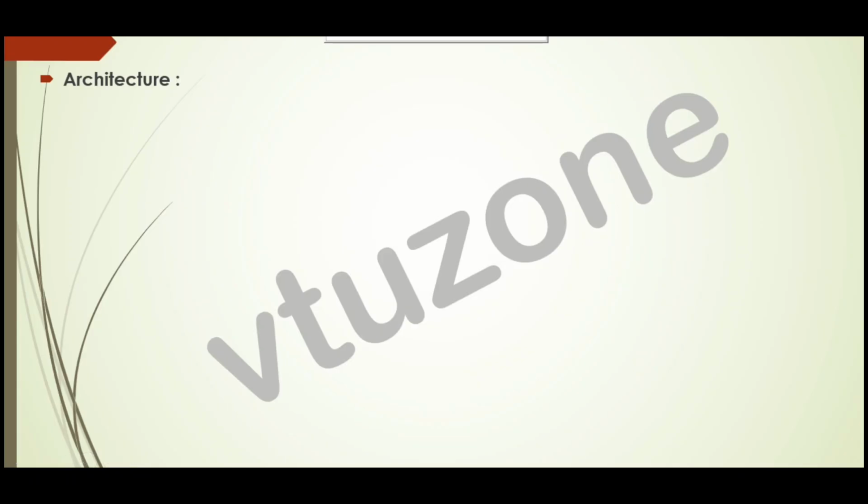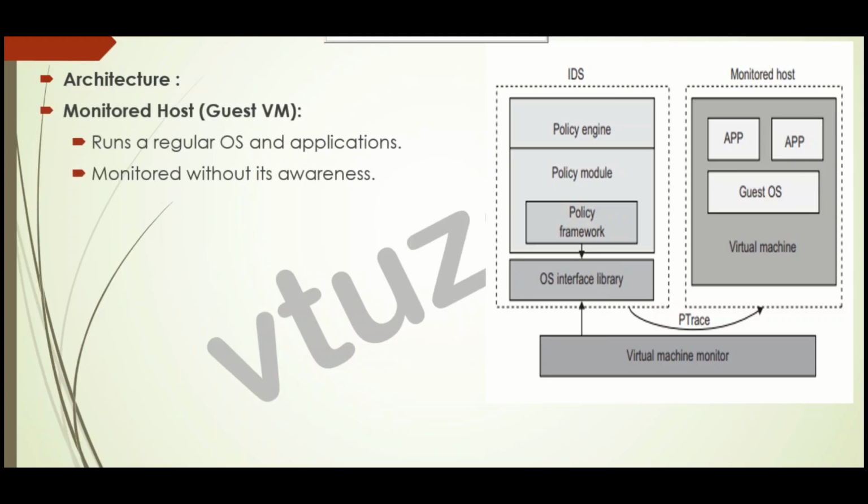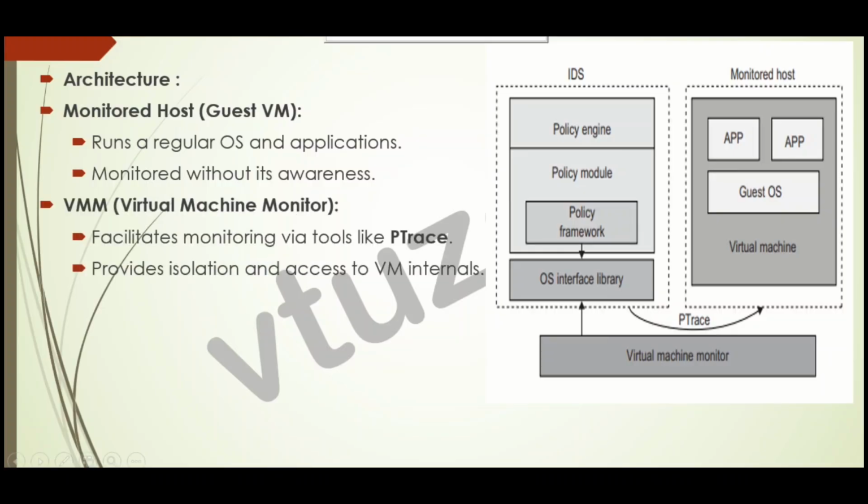Let's see how a virtual machine based IDS is structured inside a virtualized cloud system. So first, there is a guest virtual machine or a monitored host. This is a virtual machine running regular apps and operating system. It's being monitored silently without even knowing it. Yes. Then virtual machine monitor or a hypervisor. This layer provides tools like ptrace that allow monitoring. It also isolates the IDS and gives access to what's happening inside the guest virtual machine.